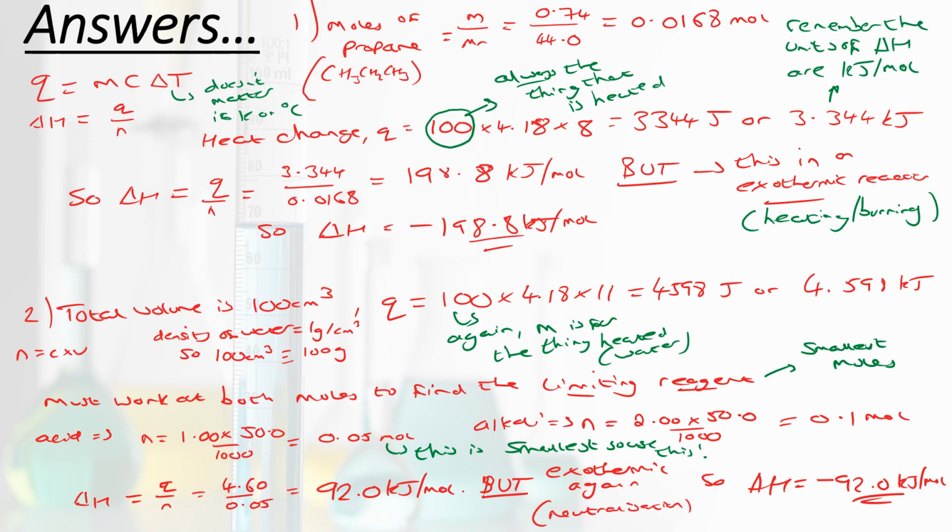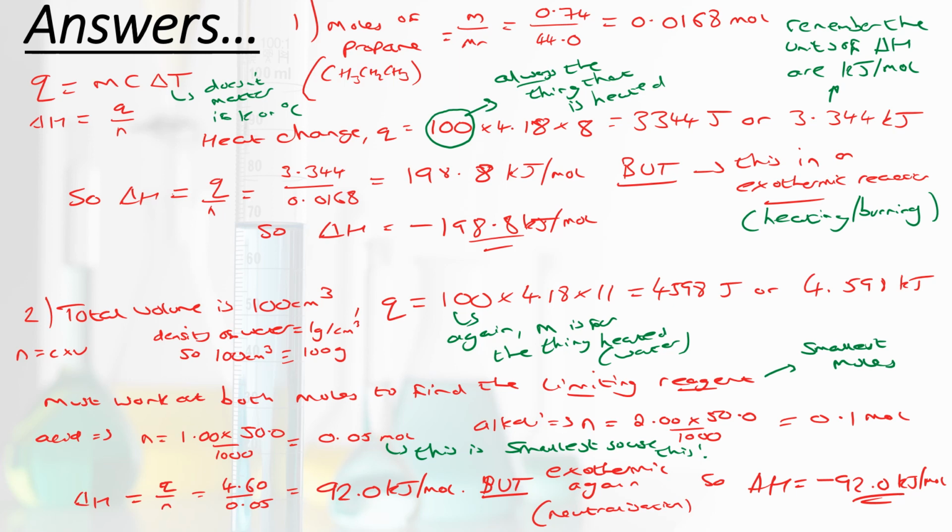If you're not quite comfortable with this idea, you can go and look at my set of videos on these calculation type questions. But our limiting reagent is the one that limits how much product we can get. It's the smallest, the thing that's present in the smallest amount, and therefore it limits how much product we can get. It's the one with the smallest moles.